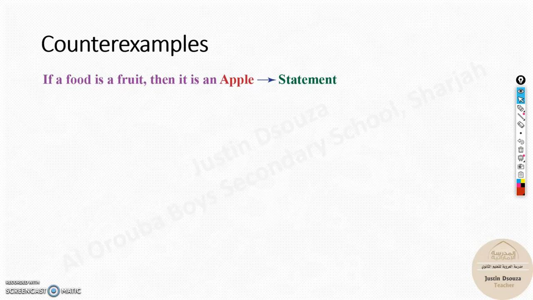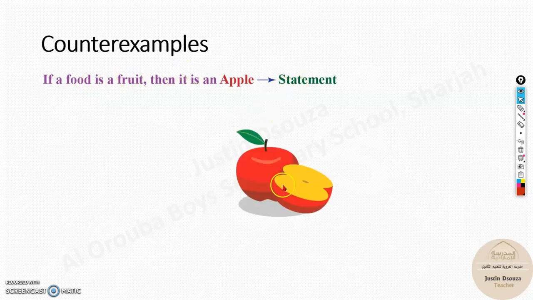But a statement or conjecture can be false. You can make any statement as long as it can be proved true. As long as it is remaining true, it is a conjecture. But if you disprove it, it's false. You can dissolve it, in a sense. Now this is a statement which says if any food is a fruit, then it must be apple. This is the condition, this is the conclusion.